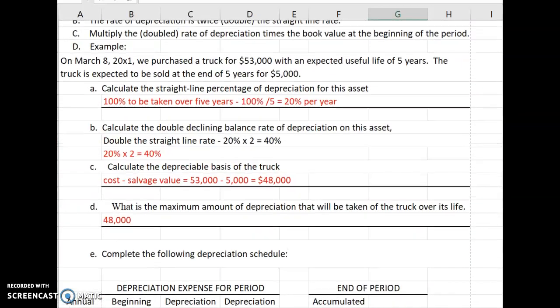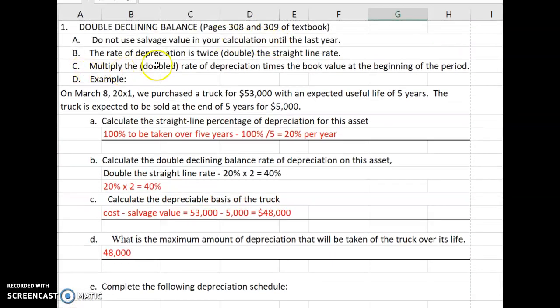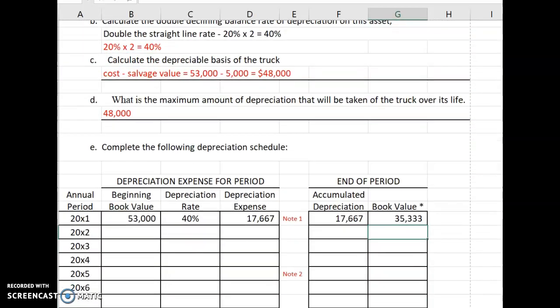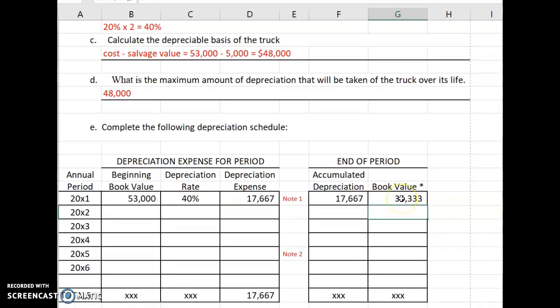Notice rule number 3, or C here. Multiply the doubled rate, which is 40%, times the book value at the beginning of the period. So this is what we mean by double. The 40% is the doubled rate, and declining balance is the declining book value. So we bring this book value at the end of X1, it's the beginning book value in X2, and we bring that over here.